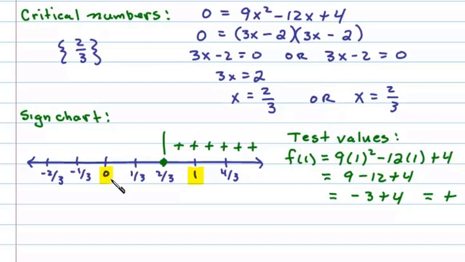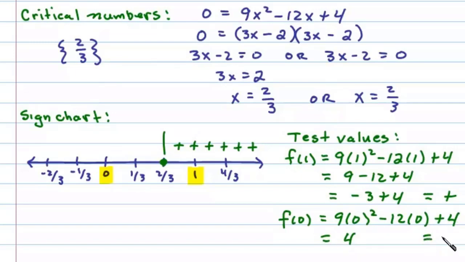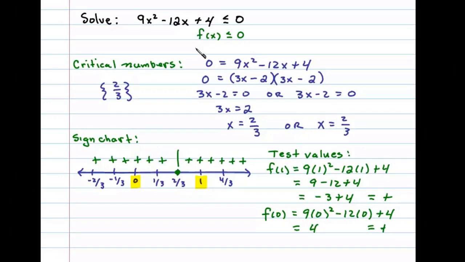Next, we'll choose another value here in this left interval, let's say 0, and test that. So in this case, f of 0 will be 9 times 0 squared minus 12 times 0 plus 4, which equals 4. And of course that's positive as well. So in both the regions the results are positive. Now we'll use the sign chart to answer the question.